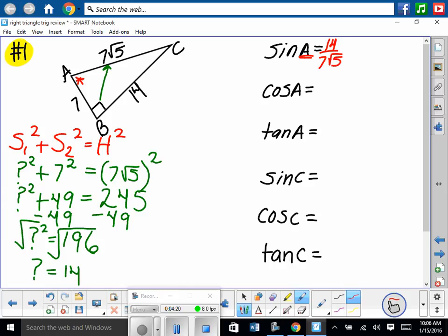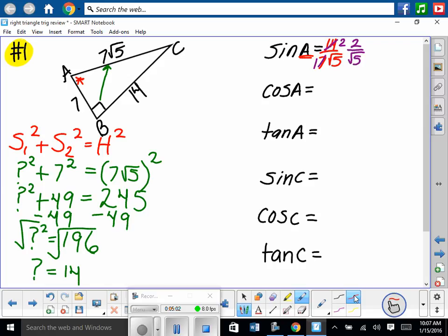Is everybody comfortable up to there? Now simplify it right here, right now. What's 14 over 7? 2. So I'm just going to write 2 over the square root of 5. Sine is opposite over hypotenuse, so 14 over the hypotenuse, which is 7 square roots of 5. Questions? So from there, I simplify 14 over 7 and get 2 over the square root of 5. We can't have a root in the bottom of our fraction.